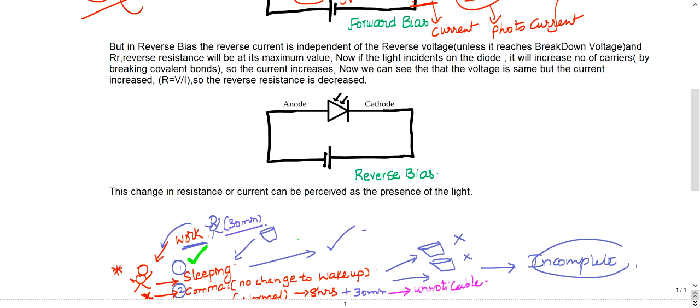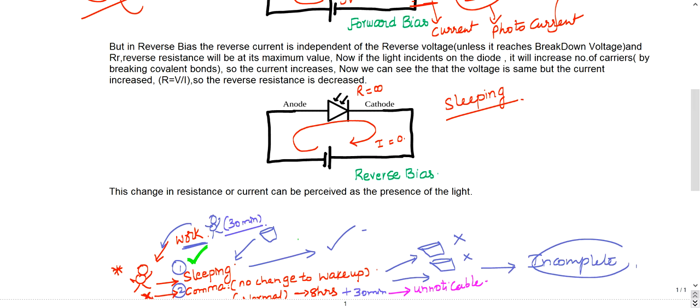Reverse bias condition is like a person sleeping, not in a coma, simply in a sleeping condition. What happens is the current is almost zero in the circuit ideally, because in a reverse bias condition the diode offers infinite resistance. It's just like all electrons are sleeping happily. Now I'll throw some bucket of water on them. So it's just like throwing light on them. As soon as I throw some light on them, they'll break the covalent bonds, eject out and go to work.